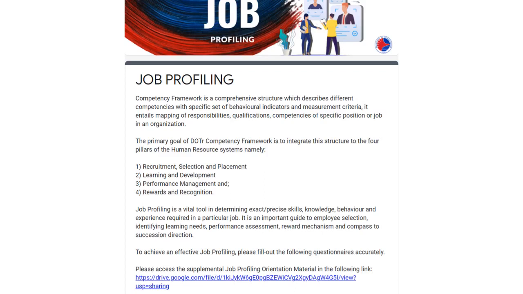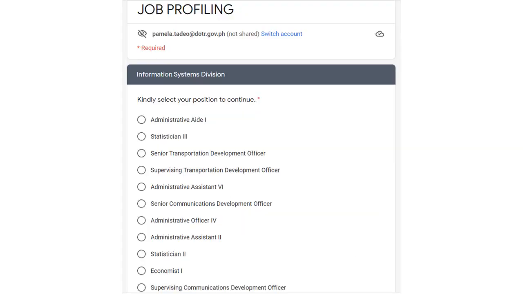So all employees have undergone filling out a form for the job profiling. This is an example of how we start. It was in the form of a Google form. So we start with our position, onto the many elements that are required of us to fill out.